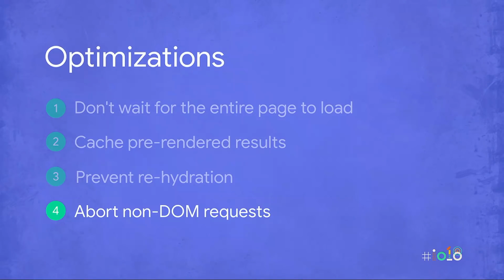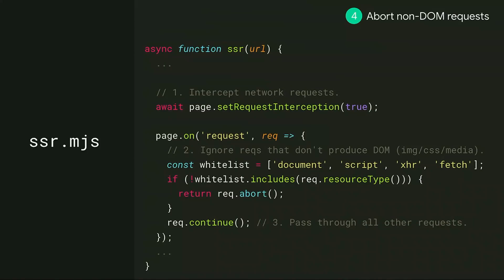Number 4 is to abort non-DOM requests. And here's another made-up term by myself. But what the heck are non-DOM requests? If you think about it, we only care about this markup, and certain things don't actually build the page. JavaScript can build the page with DOM APIs. Things like video tags and image tags and CSS, they don't actually construct markup. So we can abort and kill those requests because they're wasteful to us.